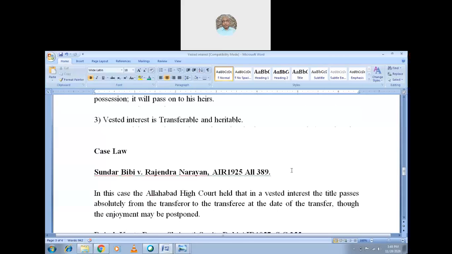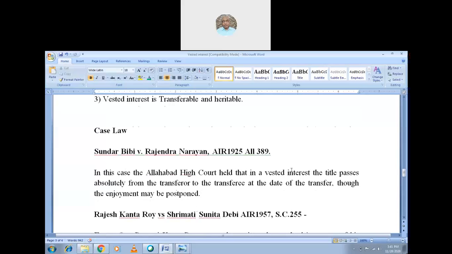The difference is there, for instance, if ascendants are there. Suppose the propositor's father is there, depending upon how much share should go to the father, whether the Muslim law is concerned, or the Christian law, or the Hindu law, it is specifically mentioned in the Indian Succession Act. If the will is there, of course the will should be followed. So what I want to say is vested interest is transferable and heritable. The case law you will see later.